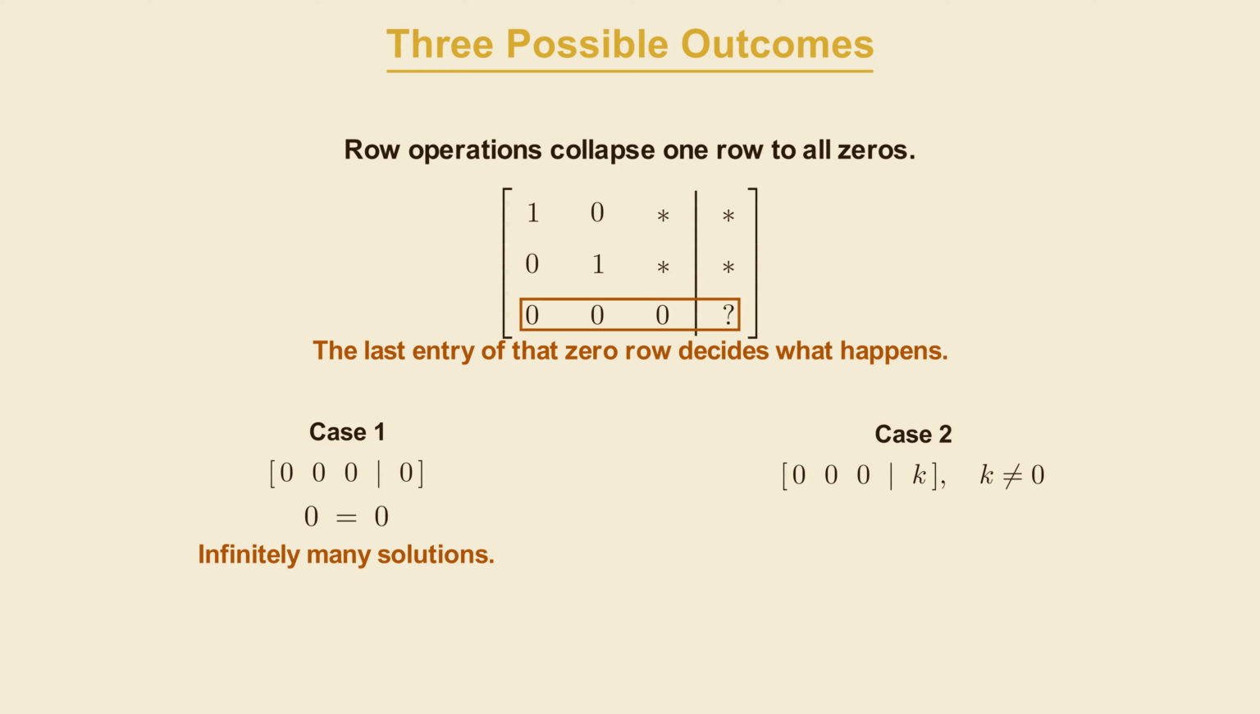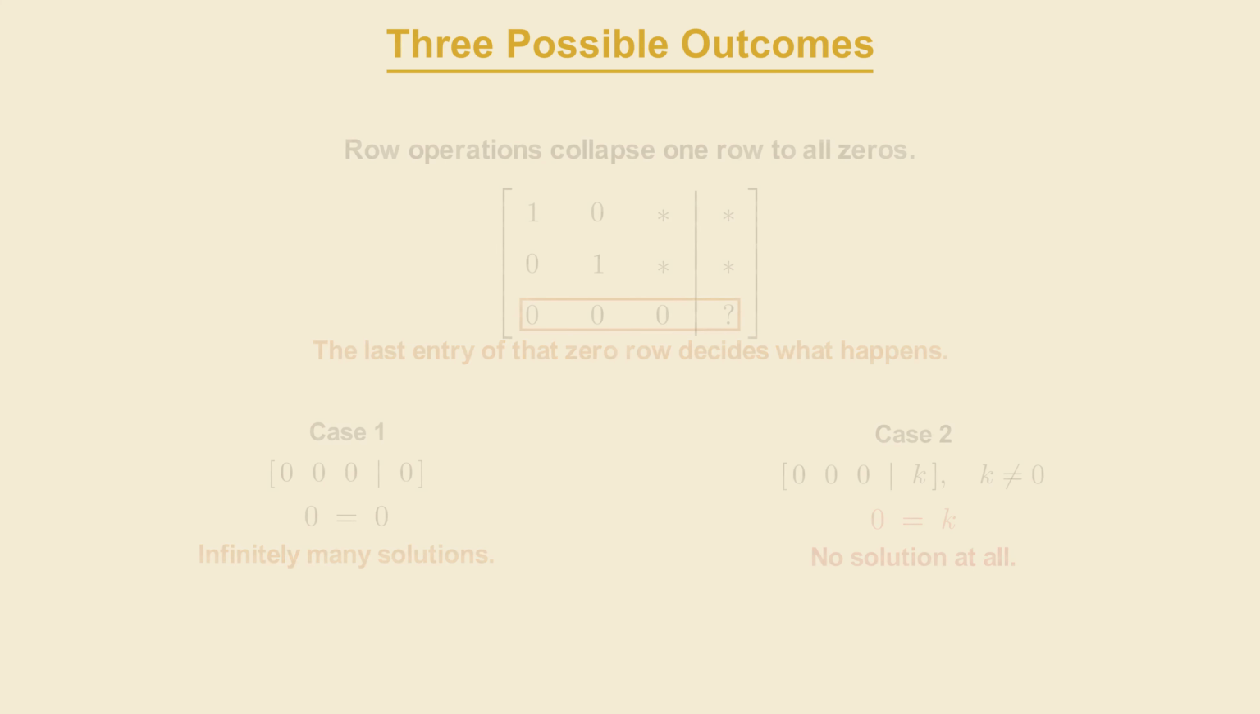In the second case, suppose the 0 row has a non-zero number in the rightmost column. So you get a row that reads 0, 0, 0, k for some k that isn't 0. That row represents the equation 0 equals k, which is obviously impossible. So there's no setting of weights that'll actually end up satisfying it. The system has no solution at all, and in portfolio terms, that means that the target exposure profile lies outside of the space that these 3 assets can actually produce. So there's no way for us to form a portfolio that gets us to our targets.